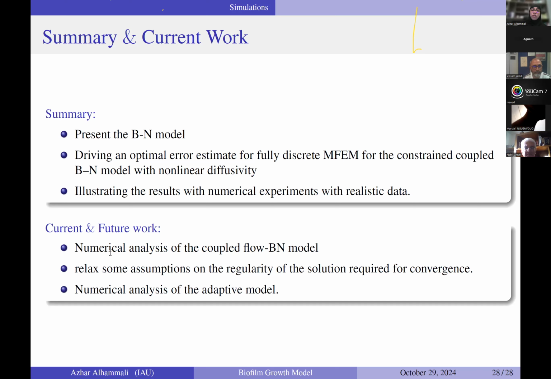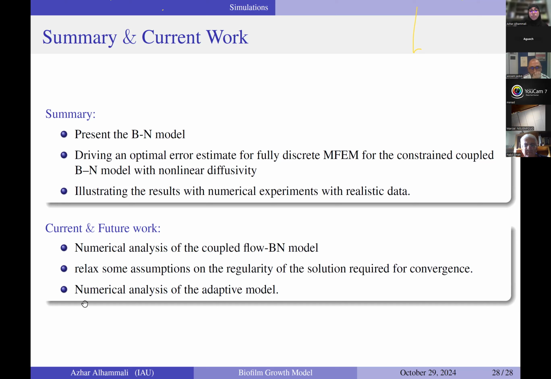Our current work is to numerically analyze the coupled Brinkman flow model with the biofilm nutrient model. And also, I'm working now with my team in the department on using a different solver than the semi-smooth Newton method, since the semi-smooth Newton method is only locally convergent, so we need to look for other solvers. Also, we want to relax some assumptions on the regularity of the solution required for the convergence. As I mentioned, some of these assumptions are set for the sake of the analysis.